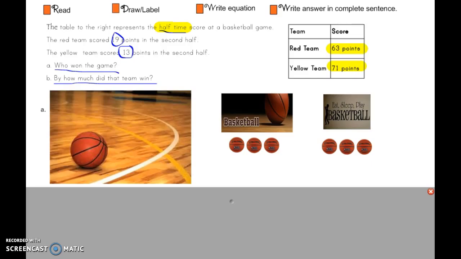Alright, so the first thing we need to do now that we have read the problem and found our important details is draw and label a tape diagram. The tape diagram, remember, is what helps you understand and identify the whole amount in the problem and the parts of the problem. So go ahead and pause the video and make your tape diagram. When you're finished, press play and we'll continue together.